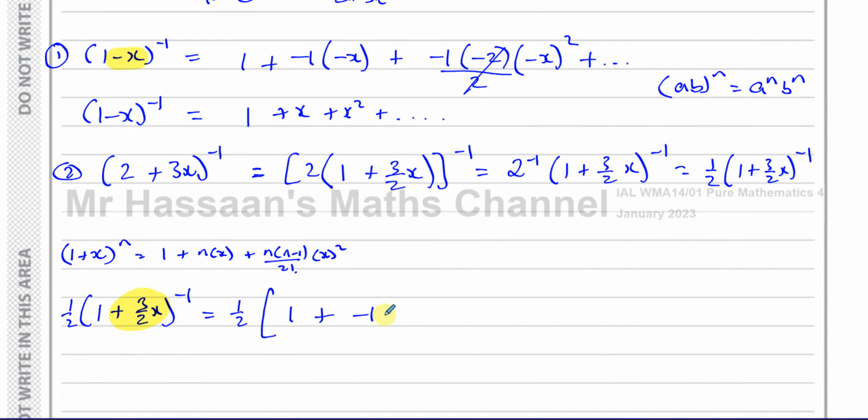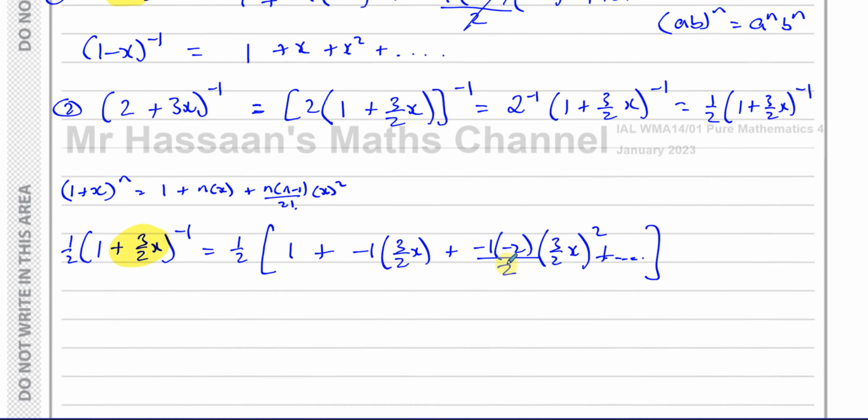It's a positive term, so you're going to just put minus 1 times 3 over 2x plus, and then you're going to have n times n minus 1, which is minus 1, and then minus 1 minus 1, which is minus 2, over 2 factorial, which means 2 times 1, which is 2, times, and then again this, which is 3 over 2 x to the power of 2. Yeah, so that's as far as we go, because we only want up to the x squared term.